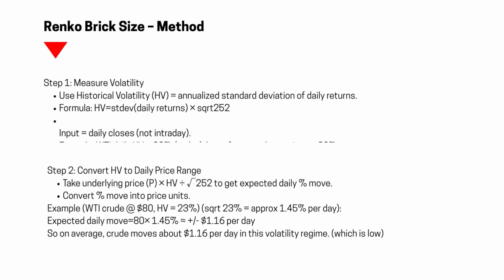So we've got a three-step process here. First of all is measuring volatility. We've seen where we got it from. We got it from the charts there. We're using historical volatility, and that's annualized. Okay, big important point there, annualized.